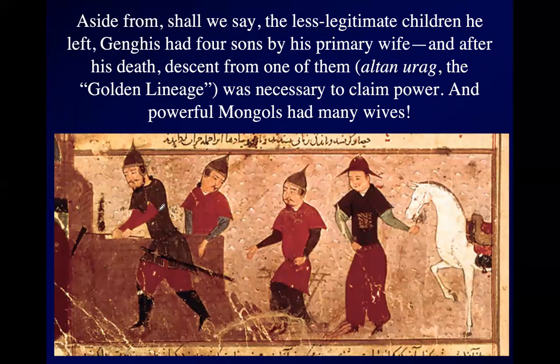So Genghis had many wives, many concubines, and other opportunities for making descendants. He had 4 sons by his primary wife. This is them.